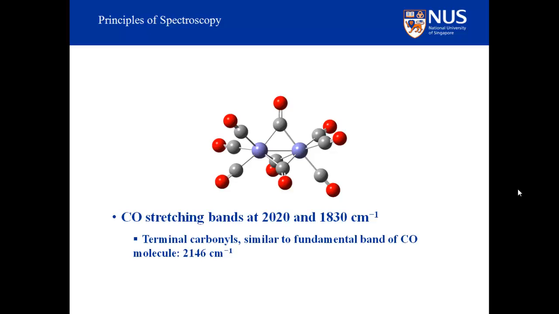Notice that the 2020 is not too far away from the fundamental band of carbon monoxide itself, which occurs at 2146 wave numbers. But these bridging carbonyls, their frequency is around 1830 wave numbers, and that is not dissimilar to what you might find in a ketone, that is around 1700 wave numbers.